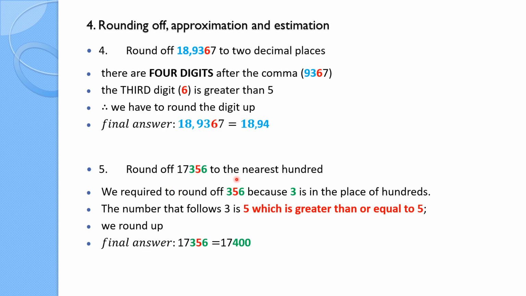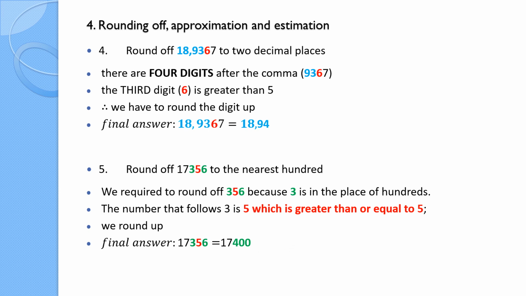Round off 17356 to the nearest 100. So 356. 3 represents my hundreds, right? 5, which is greater than or equal to 5, would then ensure that 3 would become 4. So 17356, if I round it to the nearest 100, would then become 17,400. So that's just some basic rounding off.